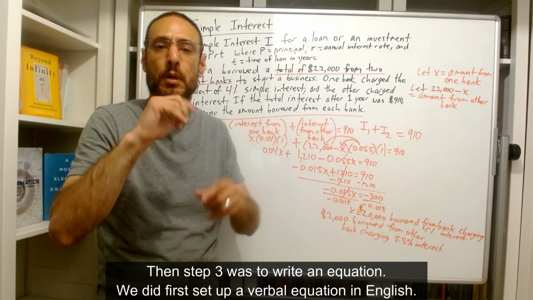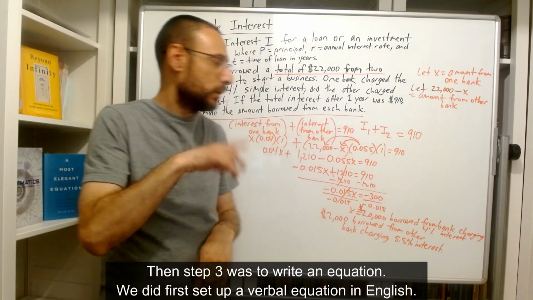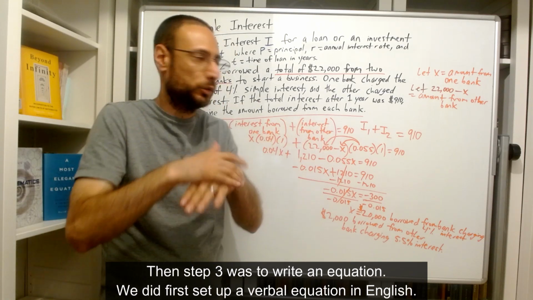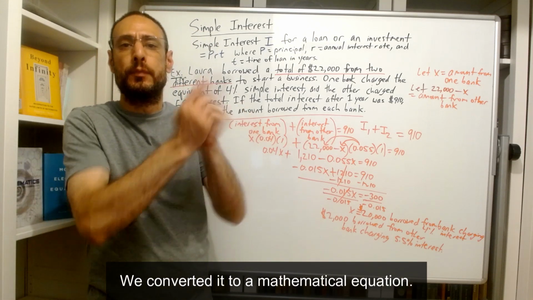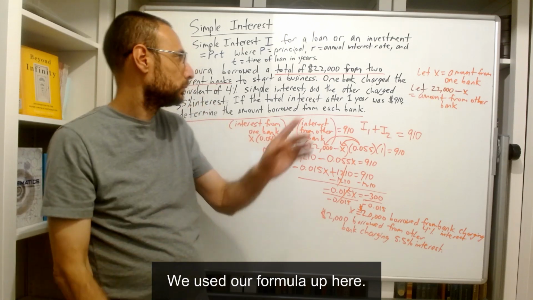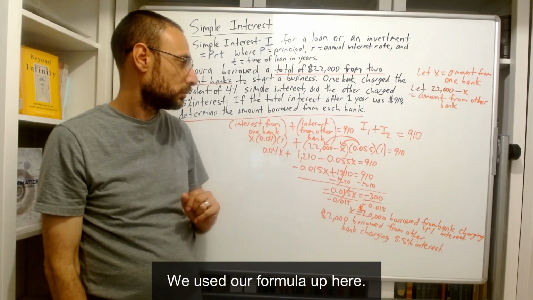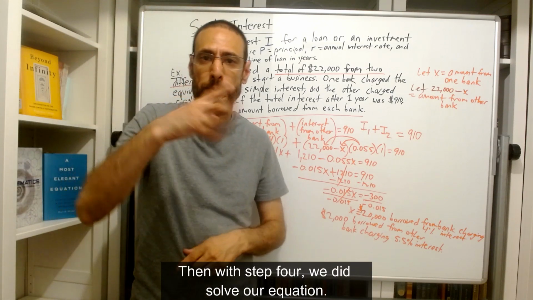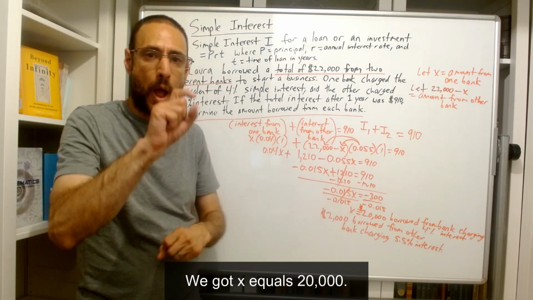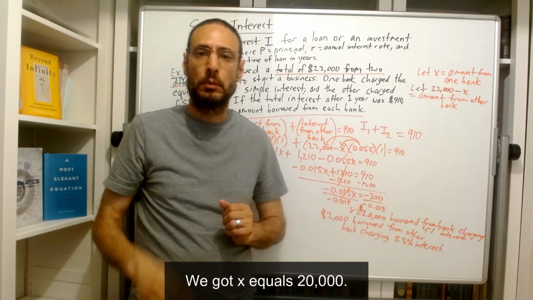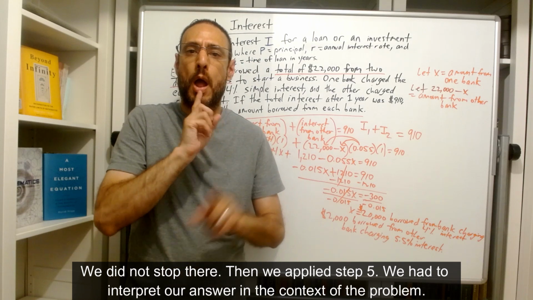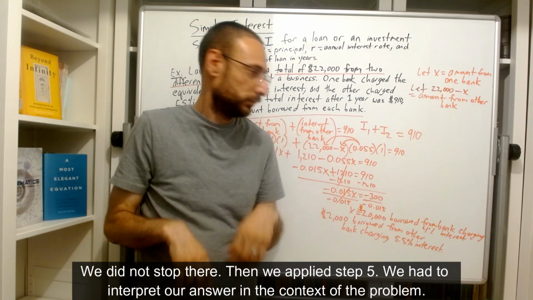Then step 3 was to write an equation. We did first set up a verbal equation in English. We converted it to a mathematical equation. We used our formula up here. Then with step 4, we did solve our equation. We got X equals 20,000. We did not stop there. Then we applied step 5. We had to interpret our answer in the context of the problem.